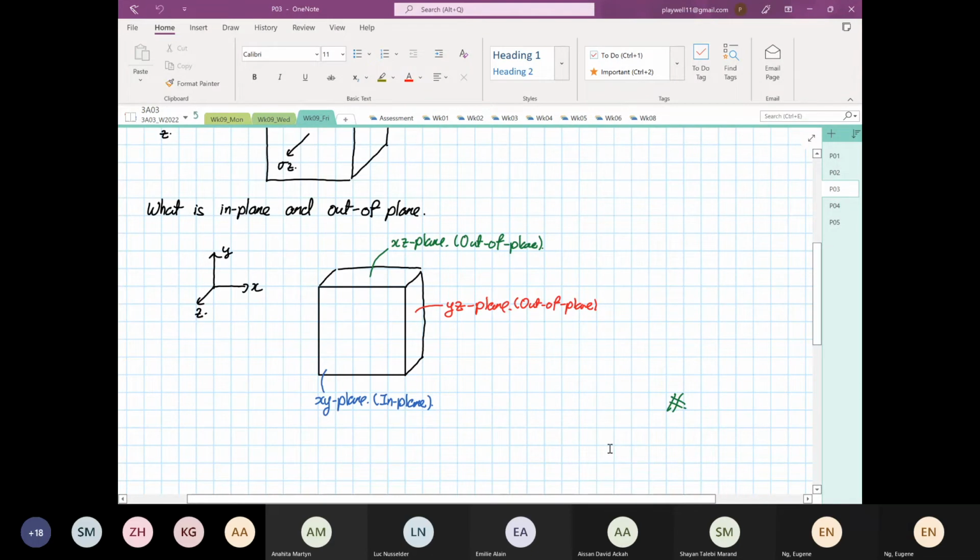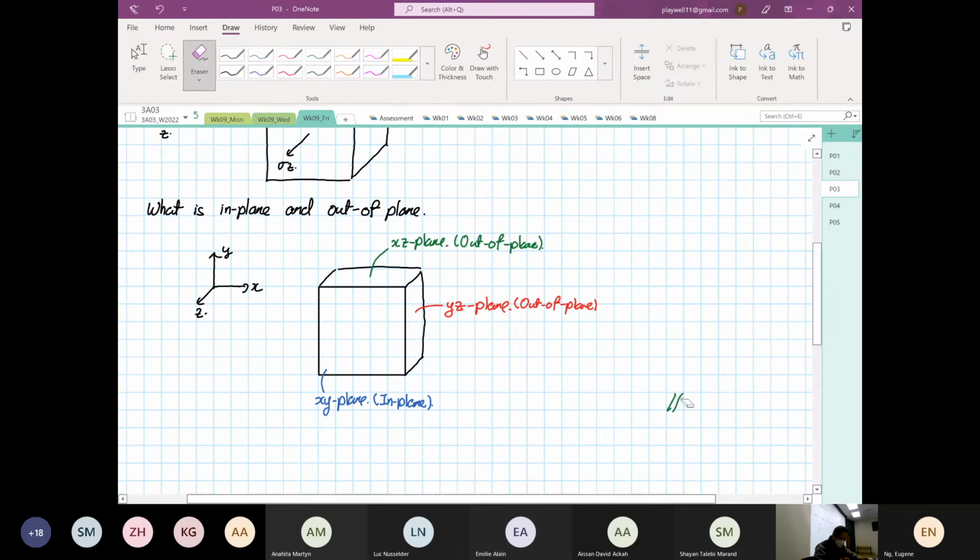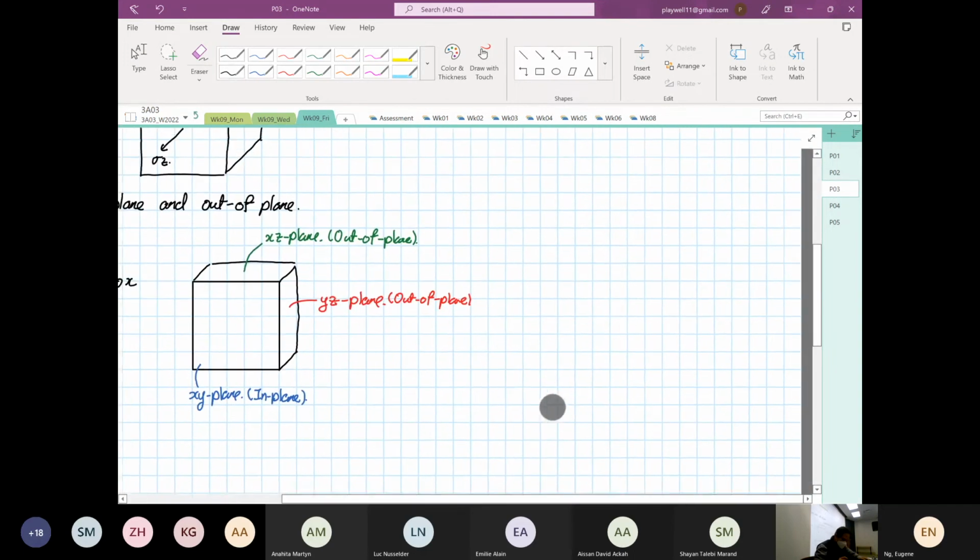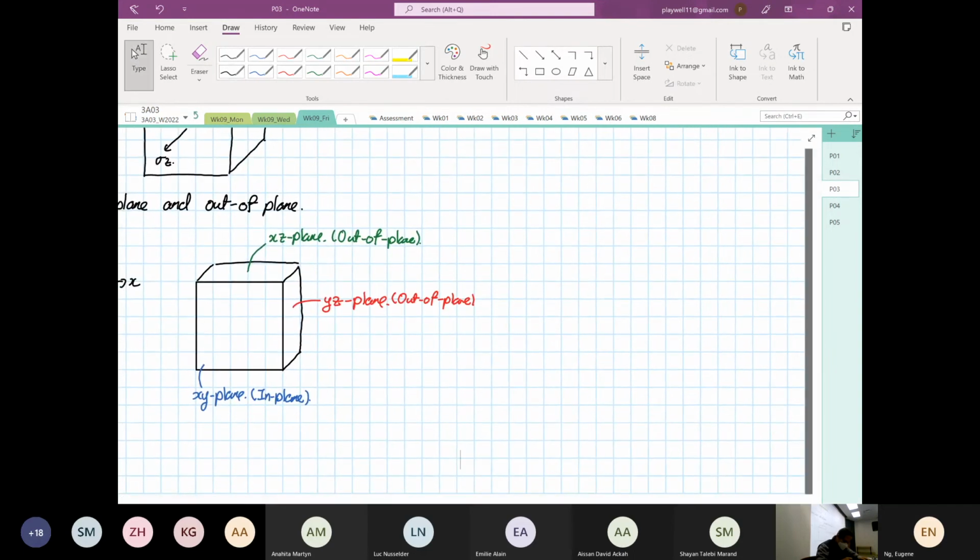Okay, so where I finished off just now is I was talking about what is in plane and what's out of plane. So over here you can see that XY plane is in plane and then the rest are out of plane. Now if I'm going to draw the element differently, I'm going to draw the element this way now.